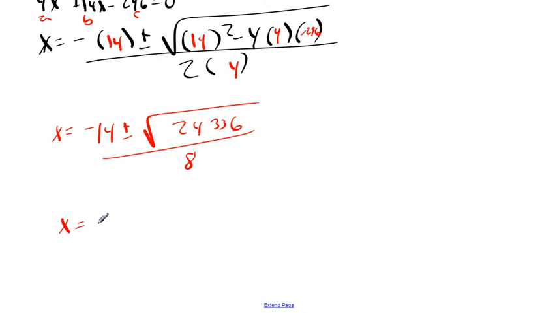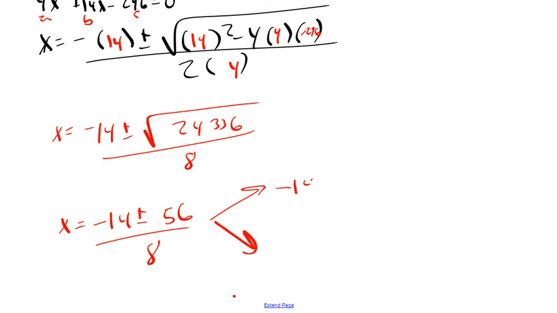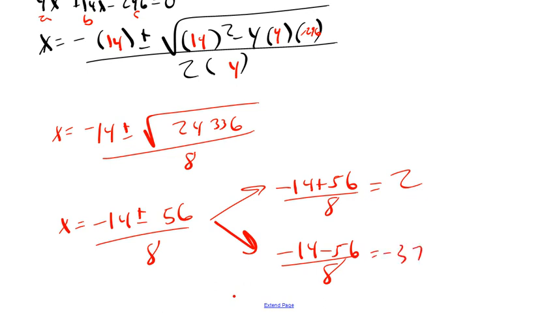Keep on going here. We get negative 14. And it just so happens that this is a nice radical number there. Probably don't have that one memorized, but that's actually 56 squared, so that's 56. The square root of 24,336 is 56 all over 8, which means now we have our two answers. We have negative 14 plus 56 all over 8, and then negative 14 minus 56 all over 8. So this guy right here is going to give us 2. Put that in your calculator. This right here is going to give us a negative 37.